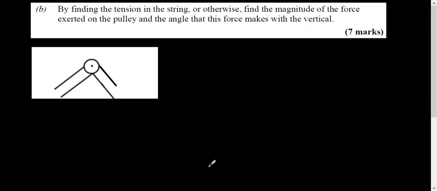So moving on. Part B says, by finding the tension in the string, or otherwise, find the magnitude of the force exerted on the pulley and the angle that this force makes with the vertical. So the first thing I'm going to do is find the tension in the string. I'm going to use from part A the fact that our acceleration is g over 10 multiplied by 2 root 3 minus 3 meters per second squared, and I'm going to substitute that into part of A. I'm going to use equation 1.